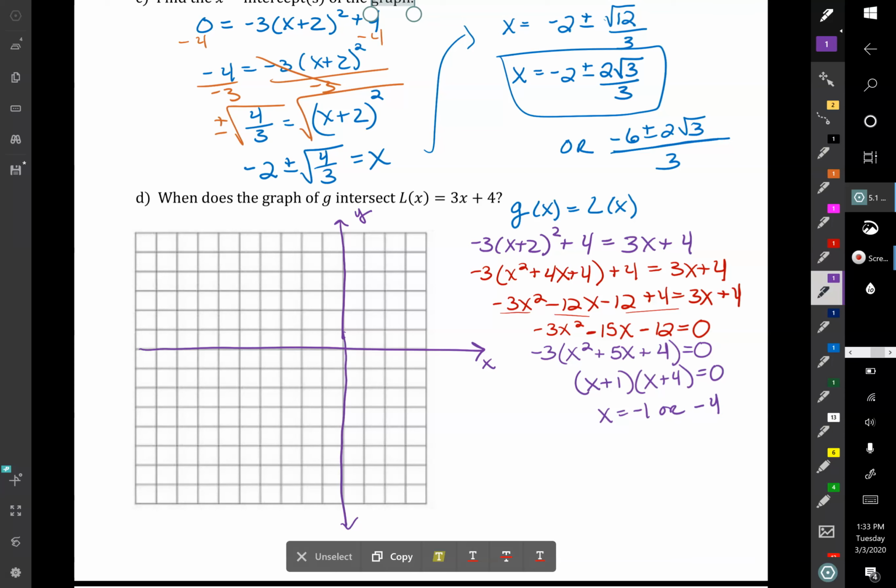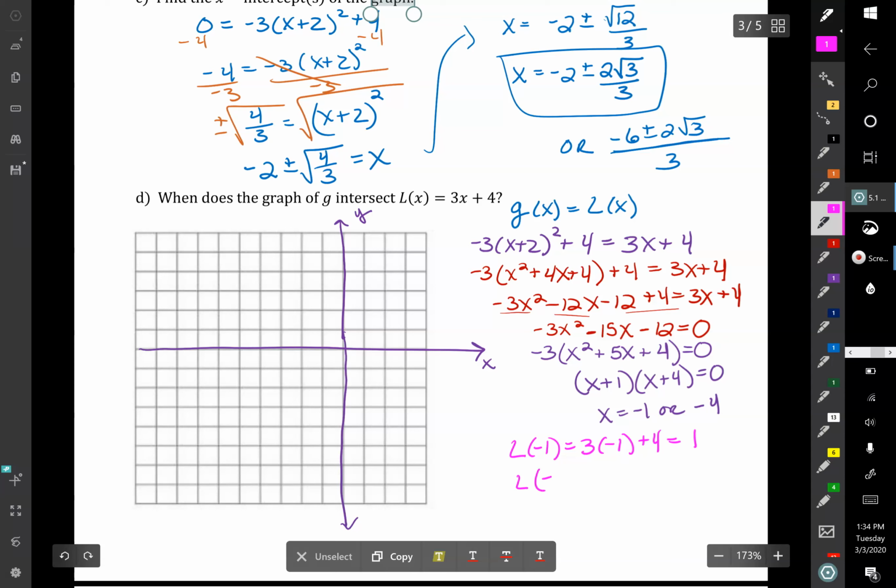So once I get there, I have to plug back into one of my functions to get the corresponding y. So I'm actually going to plug back into the L of x. So I'm going to find L of negative 1, which will be 3 times negative 1 plus 4. And that gives me negative 3 plus 4, which gives me 1. And the reason I'm doing that is because it's much less complicated.